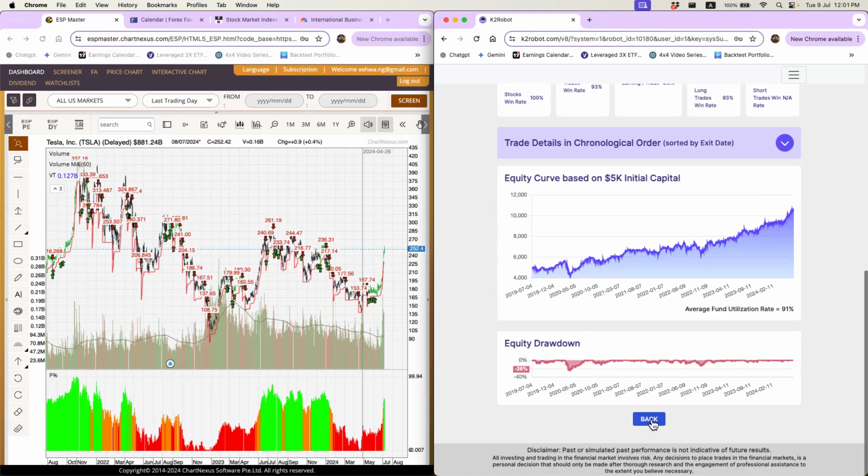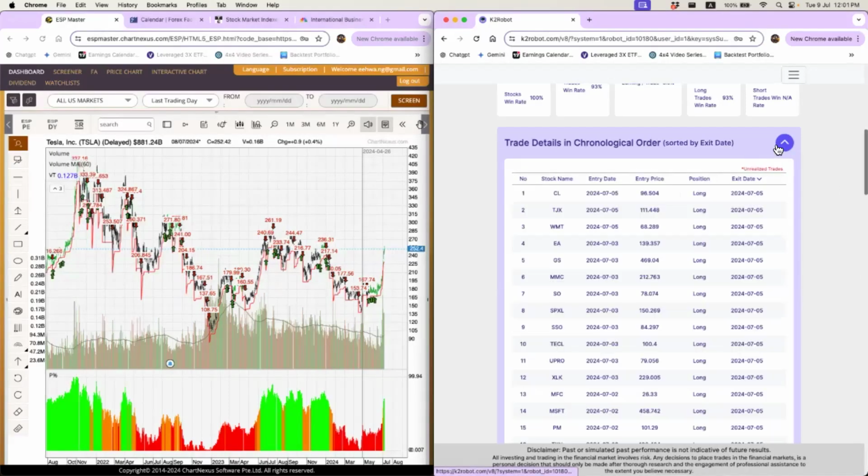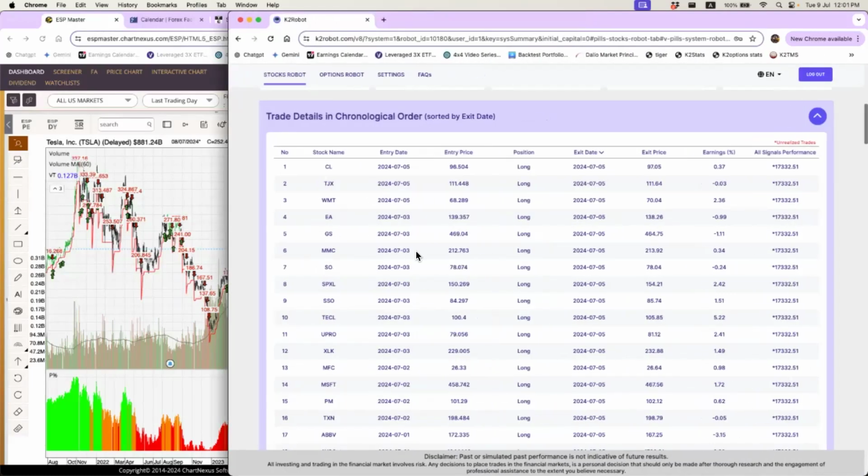Let me now go back. Chronological order, right? If you click here, you'll be able to see all the recent trades that are taken by the robot. We launched this in July, on Independence Day, so you can see 5th of July onwards.